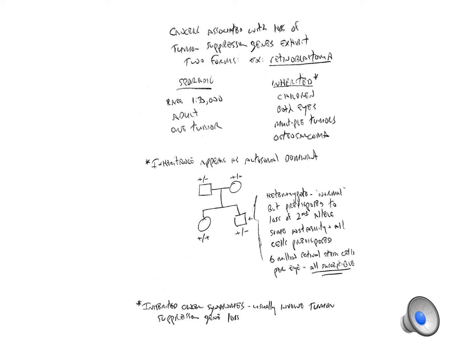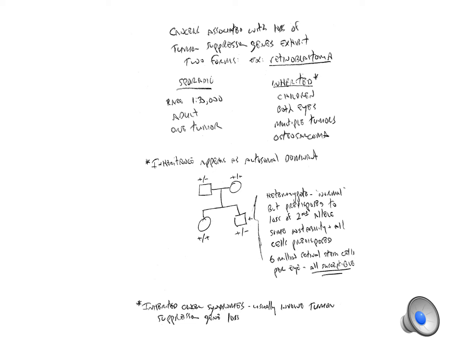But more importantly, all the cells are predisposed. So you have an estimated 6 million retinal stem cells per eye. 6 million. We have 2 eyes, so that's 12 million cells. All of these are heterozygotes. So all you have to do is lose that second wild type normal allele in one cell, any one of those 12 million, and you get the tumor.